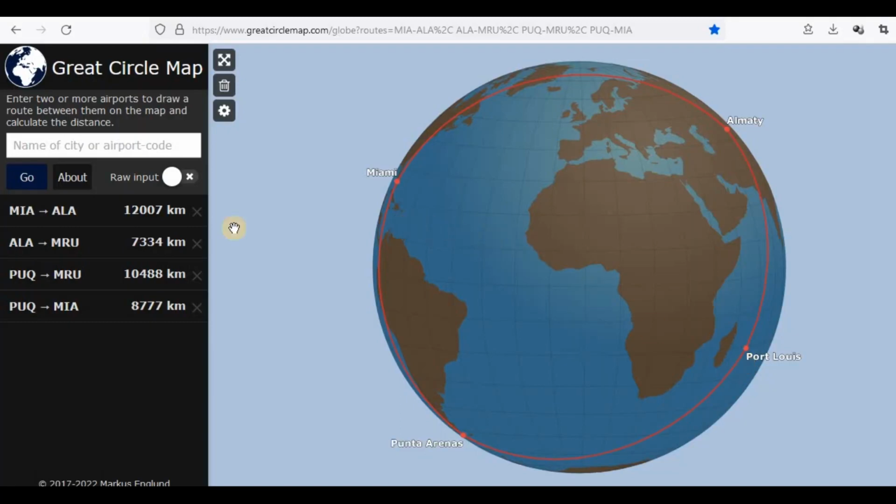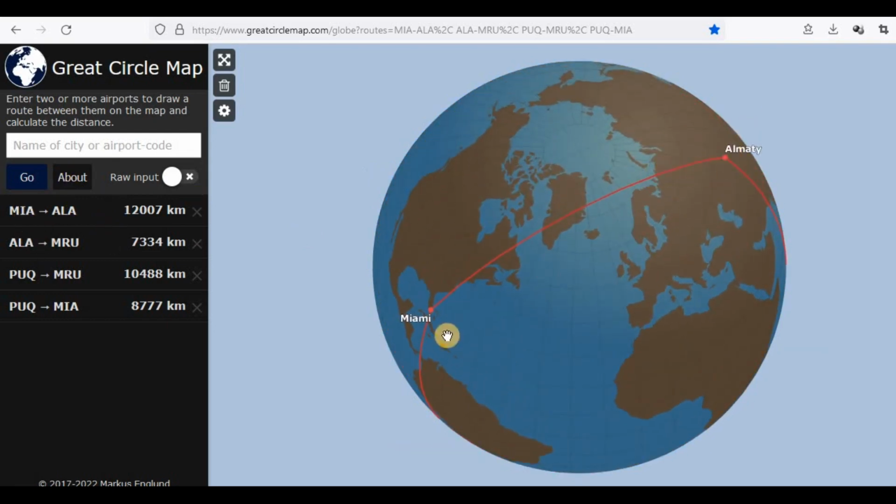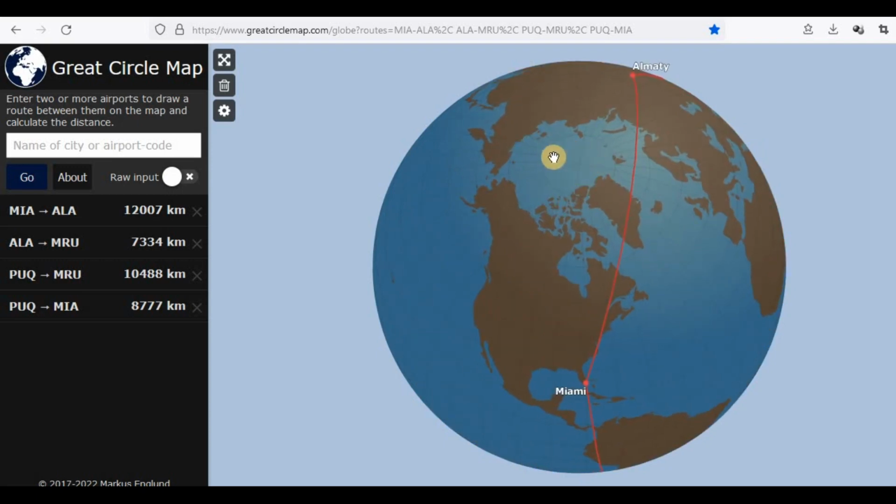Now, this is the same Great Circle map. Enter 2 or more airports to draw a route between them on the map and calculate the distance. So I have all the cities there, and we have the flight route. See, you can see here we have the first one from Florida, Miami to Kazakhstan. That was his first trip, nowhere near the North Pole. He flew over Greenland.